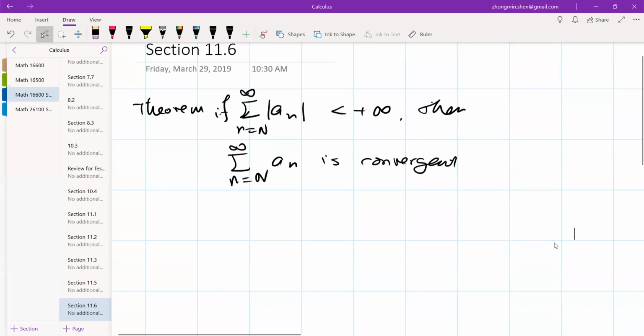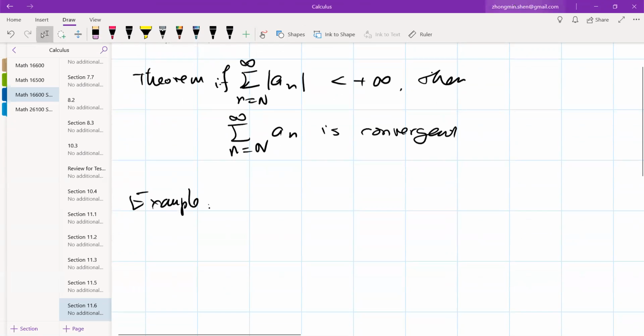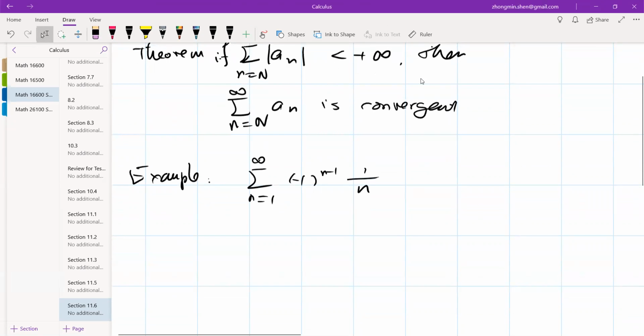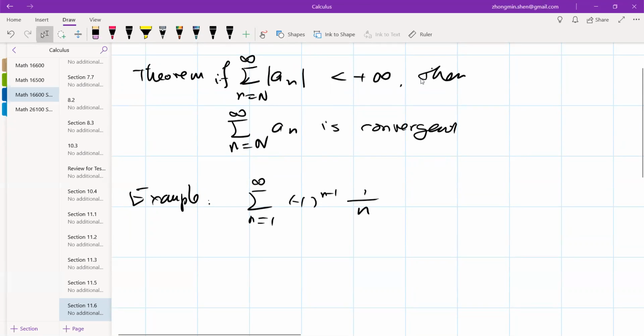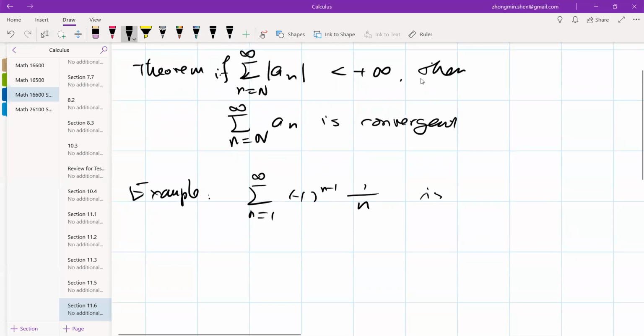But conversely, it is not true. So let's look at the following example. A typical example is the series from n equals 1 to infinity of (-1)^(n-1) over n. Take a look at this series. This example shows the converse part is wrong. This series is convergent.